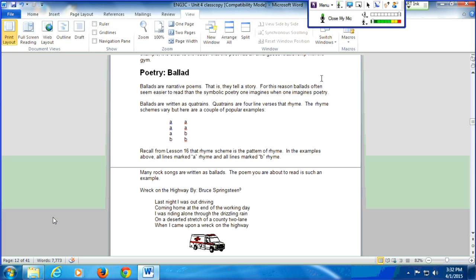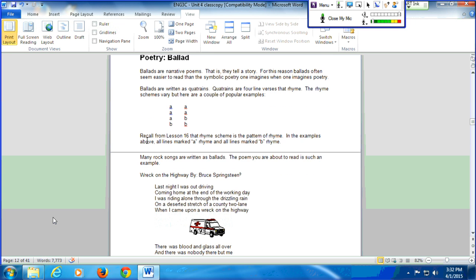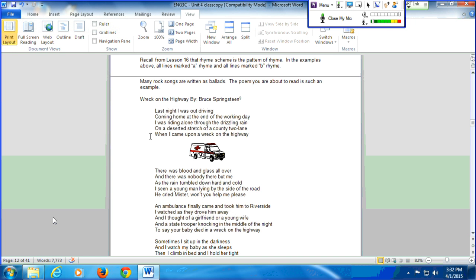So, recall from lesson 16, the rhyme scheme is a pattern of the rhyme. In examples, all of the lines marked A rhyme together, all lines marked B rhyme together. So many rock songs and even pop songs are written as ballads. The poem that you're about to read is such an example. It is a song lyric by Bruce Springsteen. We'll come back to song lyrics again when we get to lesson 20. But this one, I'll read it out loud, and we'll identify the rhyme scheme afterwards.